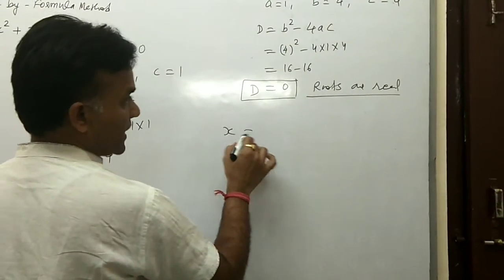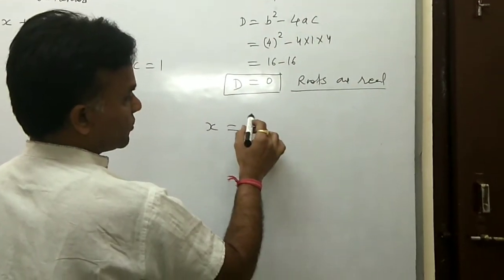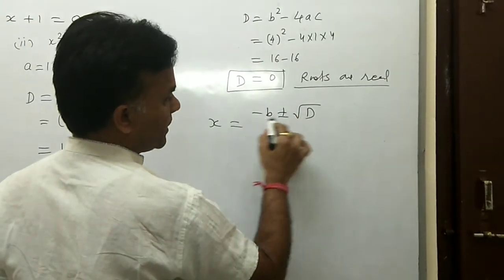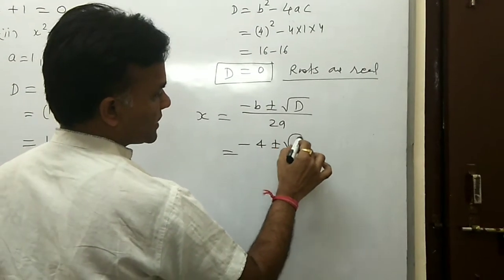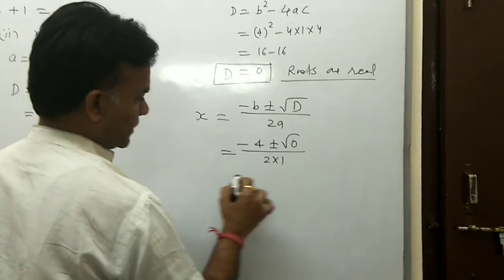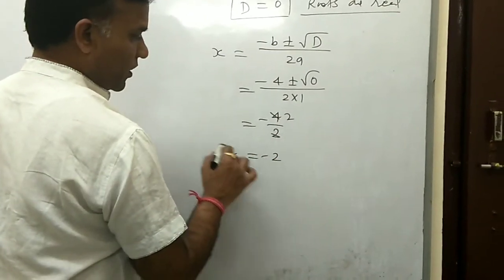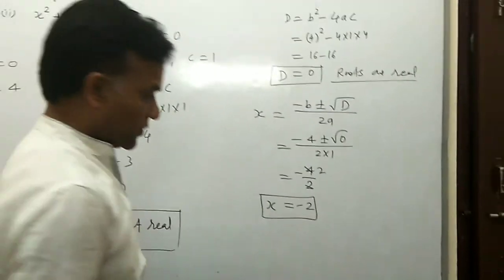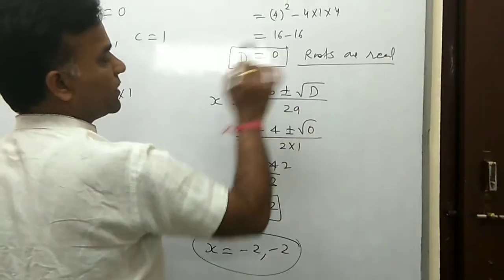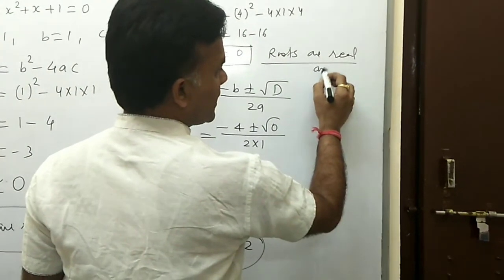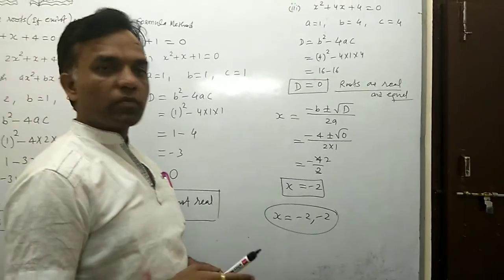Now because roots exist and are real, the question is: if they exist, then we find them. So the formula is minus b plus minus under root D by 2a. We put in the values: minus of 4 plus minus under root 0 upon 2 into 1. So we have minus 4 by 2, that is minus 2. So your answer is x equal to minus 2 for both the roots. Both roots are the same, minus 2 and minus 2. Because D equal to 0, the roots are real and equal. So both answers are the same, x equal to minus 2 and minus 2.